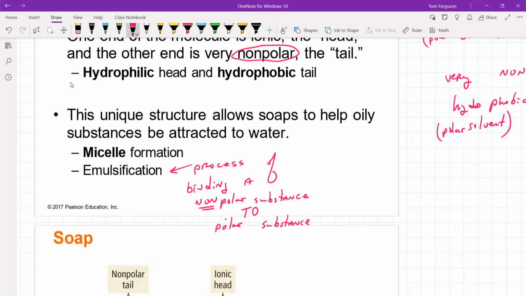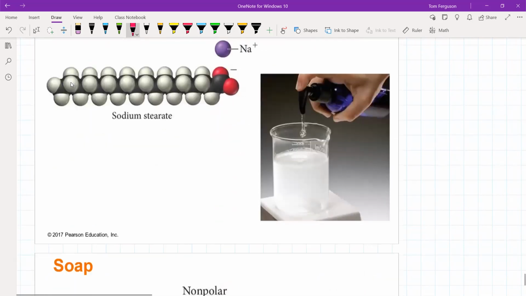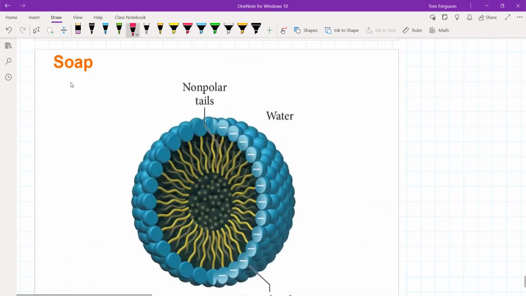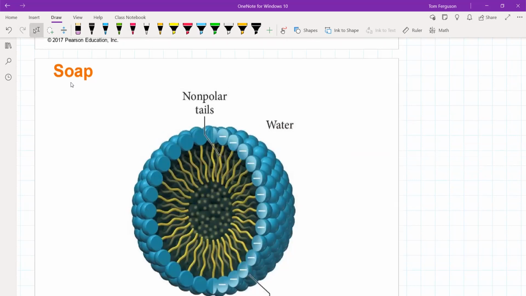So as you're washing dishes, you form something called a bubble.